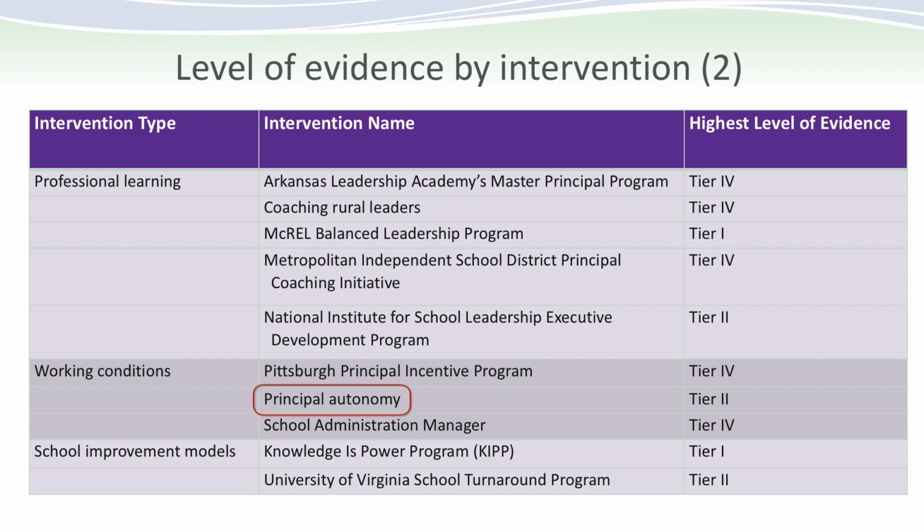And then finally, the school improvement models. The Knowledge is Power Program, KIPP, has strong evidence, tiers 1, 2, and 3, as well as a good rationale and a good logic model to support it having an impact on student achievement. And UVA's school turnaround program also had tier 2 evidence showing effects that meet ESSA standards.